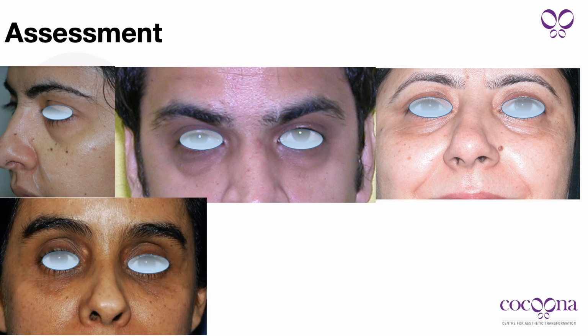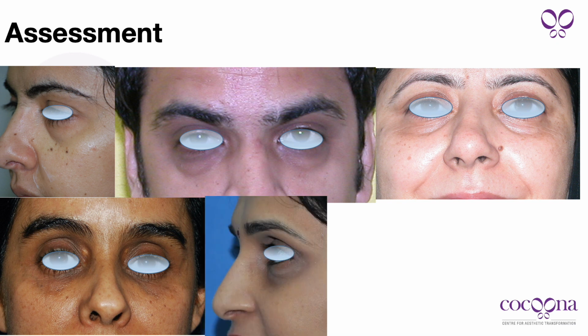This patient has a pure pigmentation problem where there is no volume change or loss, just hyperpigmented skin in the lower eyelid, giving that under eye circle appearance. This patient has a combination of hyperpigmented skin, deeply pigmented skin, loss of volume, and the reason for under eye circle is prominent orbital rim with deep set eyes.